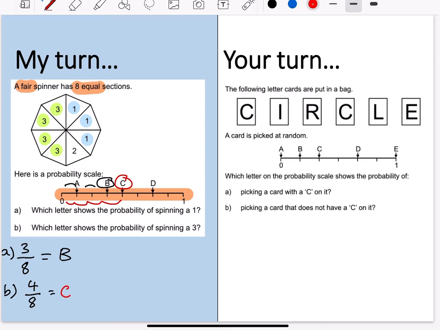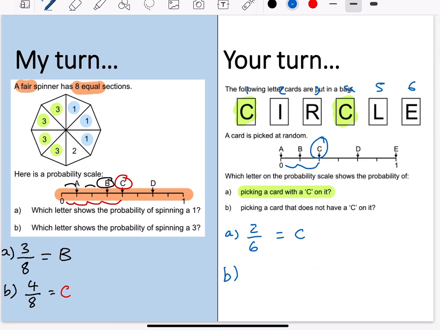Your turn. So for this one, we're looking at the word circle. For the first question, we've been asked picking a card with a C on it. So 1, 2 out of the possible. Let's count them. 1, 2, 3, 4, 5, 6. So 2 out of the 6. I then go to my scale. I go 1, 2. 2 out of the 6 as my scale is split up into 6 sections. So my answer is C.